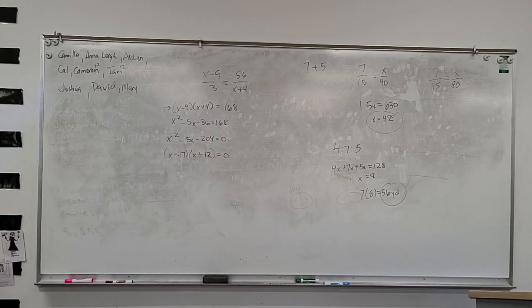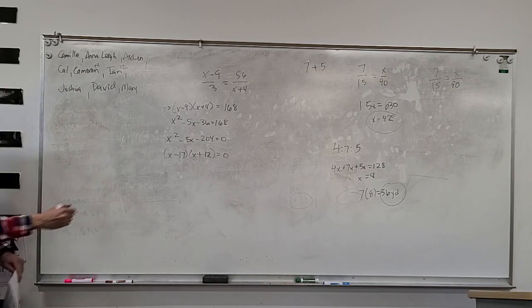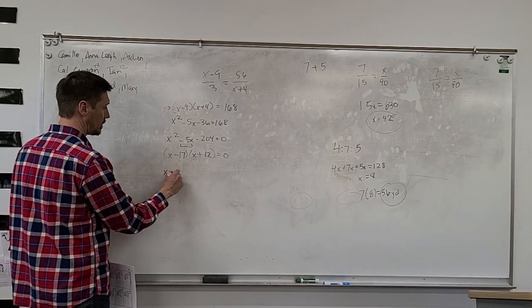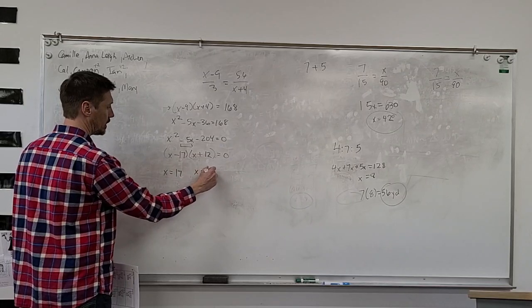17 times 12 is 204. And the difference of negative 17 and 12 is a negative 5, so that matches this. So there's two possibilities for x for this one. x can equal 17 or x can equal negative 12.